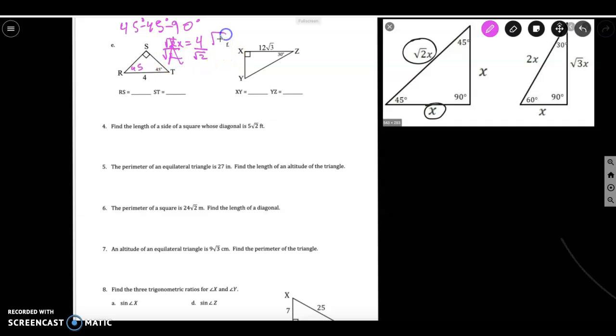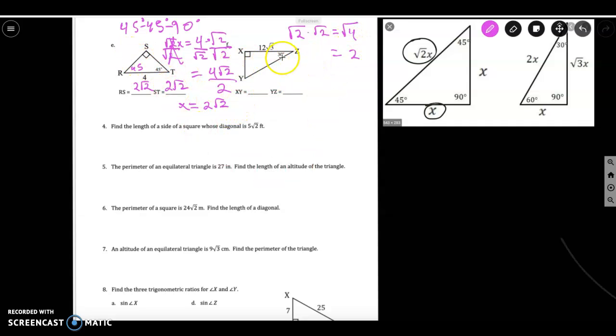Now remember, when you rationalize, you are multiplying by a whole number, and that's just itself. When you multiply two square roots, you're treating them as regular numbers, but it just has a square root. So that's going to become 4 times square root of 2 divided by 2. And then 4 divided by 2 is 2, so x is 2 square root of 2. Both of these sides are going to be x, so both of these are going to be 2 square root of 2.